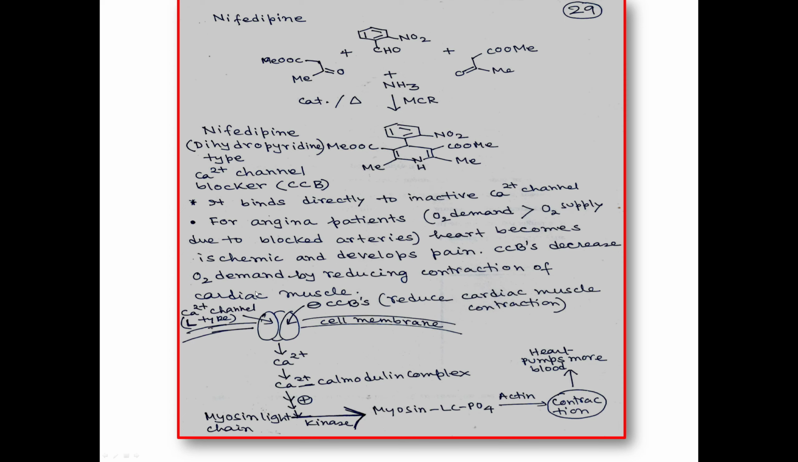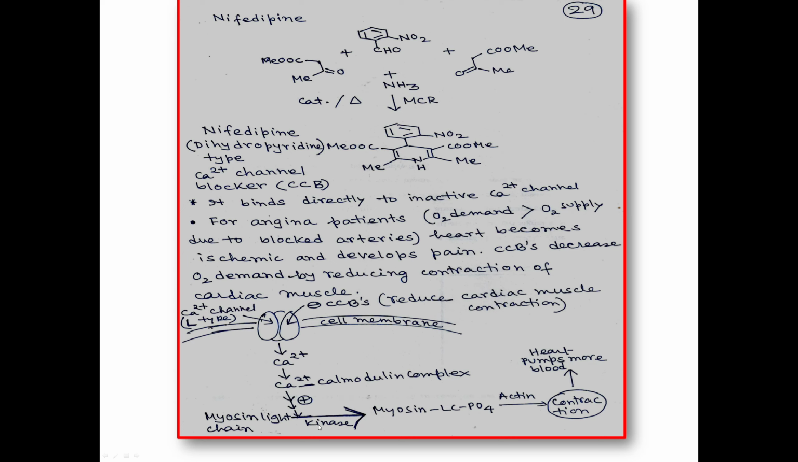It reduces the contraction. So let us consider the pictorial representation of this. What happens? Let us see. So this is the cell membrane, and this is the calcium ion channel, a voltage gated ion channel of the L type. Now, if it opens, then calcium 2+ comes inside the cell, and calcium 2+ forms a complex with calmodulin, the calcium calmodulin complex.